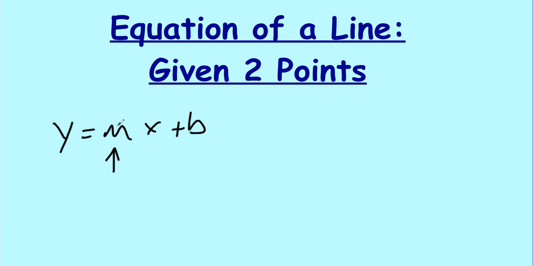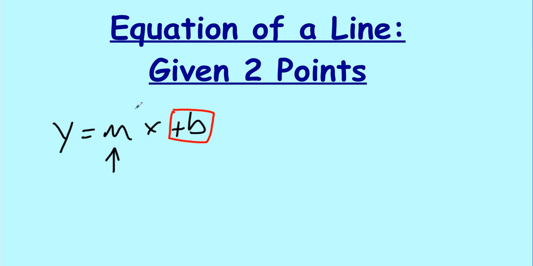After that, it's a combination of substituting your slope value with one of your points that you were given for your y and your x. Then the only thing you'd have to solve for is your b value, and then plug it all back in to the equation of a line. So let's go through an example.